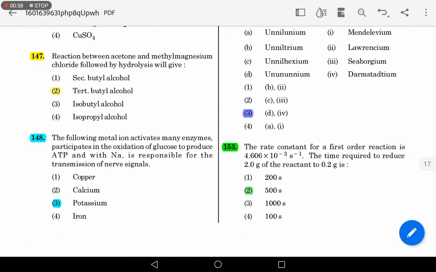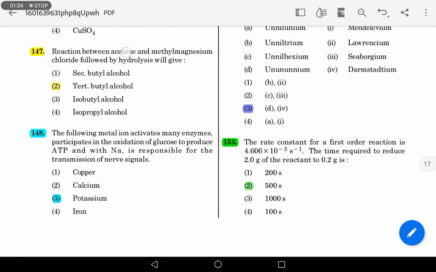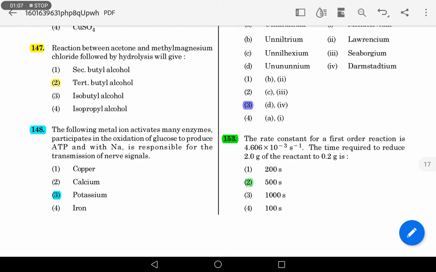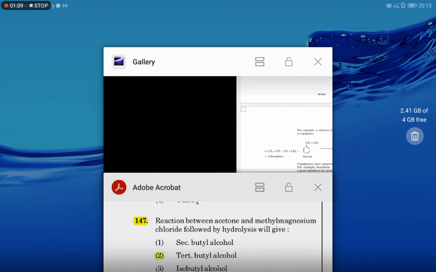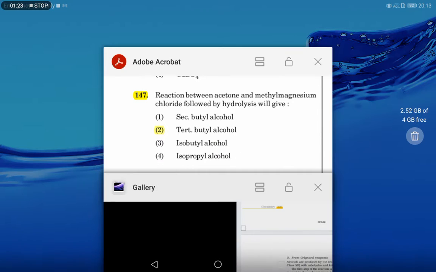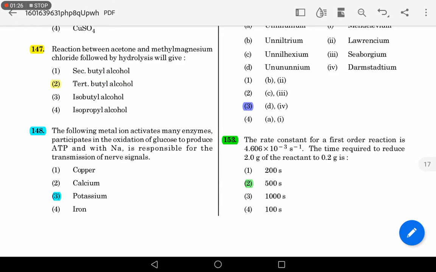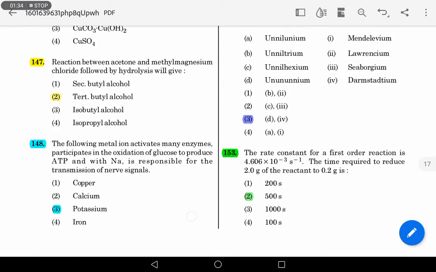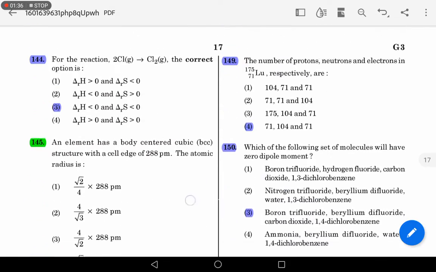The reaction between acetone and methyl magnesium chloride followed by hydrolysis. Acetone is a ketone and methyl magnesium chloride is a Grignard reagent. So this we encounter in the lesson alcohols, phenols and ethers. When a ketone reacts with a Grignard reagent, the resultant will be a tertiary alcohol. Hence tert-butyl alcohol is given out. It's not going to be isobutyl or isopropyl, it's going to be tertiary butyl alcohol. So seeing 'tertiary', you could mark it.